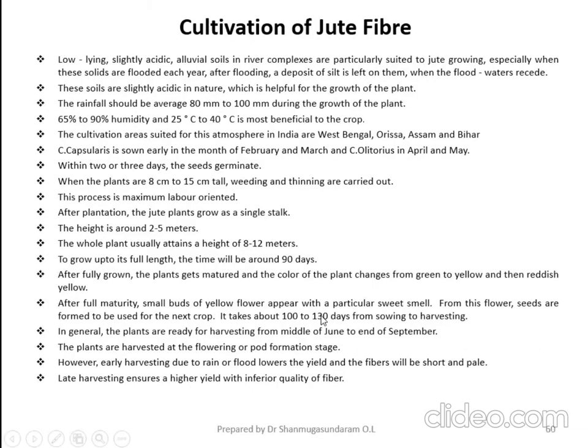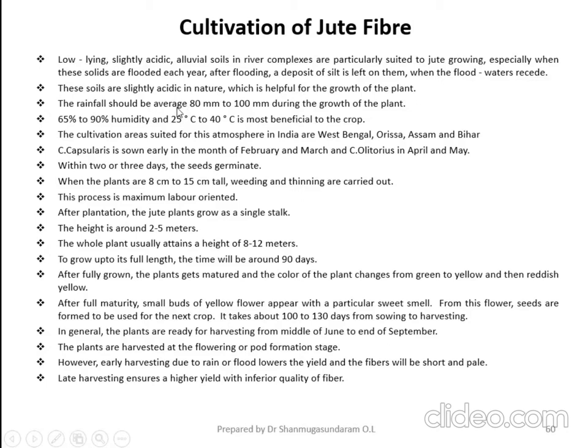So coming to the next topic, cultivation of jute fiber. How does the cultivation take place? Low lying areas and slightly acidic, alluvial soil in river complexes are particularly suited to jute growing, especially when these soils are flooded each year. After flooding, a deposit of silt is left on them when the flood water recedes. These soils are slightly acidic in nature, which is helpful for the growth of the plant.